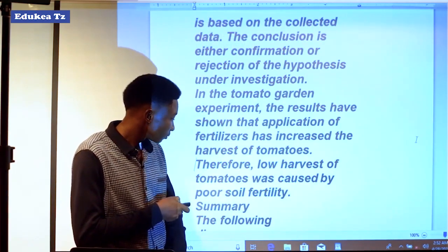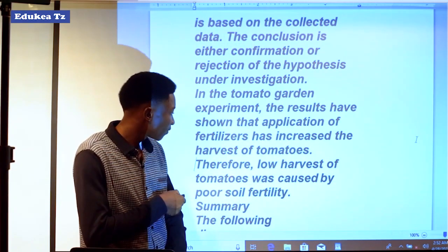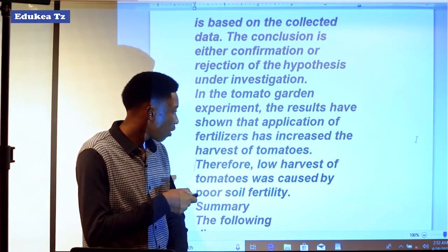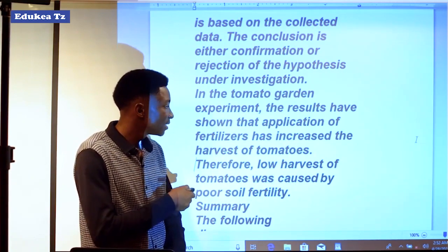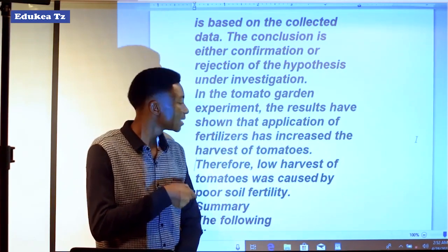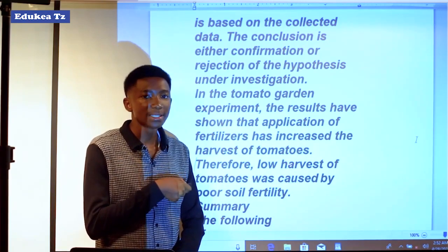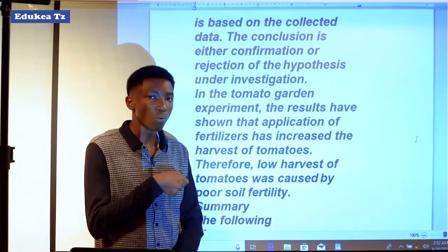Therefore, the low harvest of tomatoes was caused by poor soil fertility. So these are the answers, or the solutions to what our problem was.